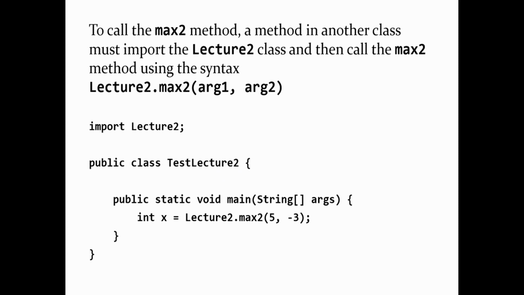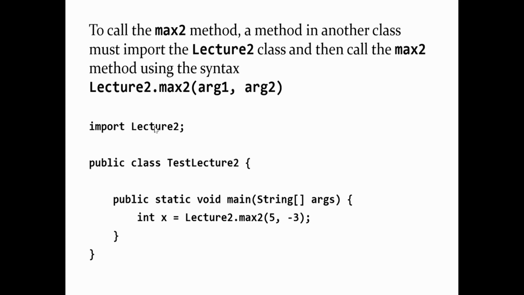So if I want to use that max2 method inside this class, I need this import statement here, right? So import lecture 2 says import the class lecture 2 into this file so that I can use the facilities that are defined in the lecture 2 class. So I import the other class that I want to use, right? And then when I call the method, I use the name of the class in front of the method, right? So now I've got lecture 2 dot max2 5 comma 3, 5 comma minus 3, right?